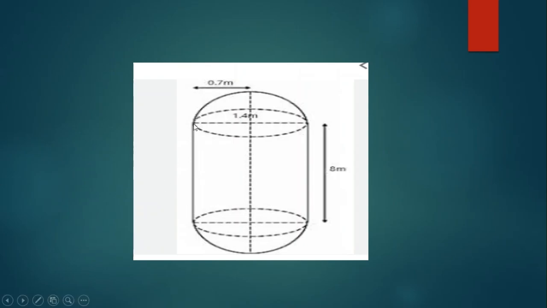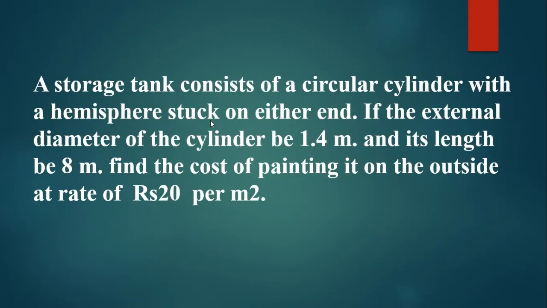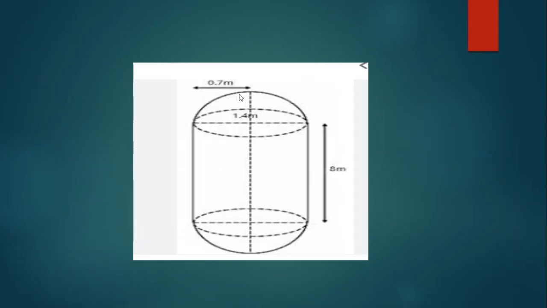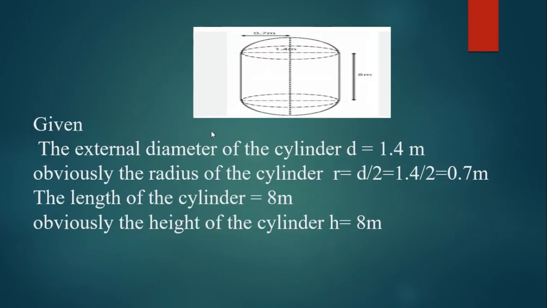Okay, and it is in the form of a cylinder, right? Either side hemispheres are there, and the length or the height of the cylinder is given as 8 meters, and the external diameter of that cylinder is given as 1.4 meters. Okay, so this is the given information, right? The same given information is again mentioned here.